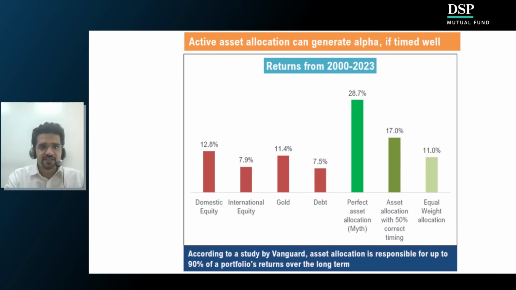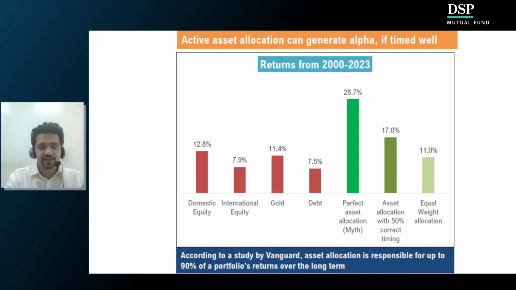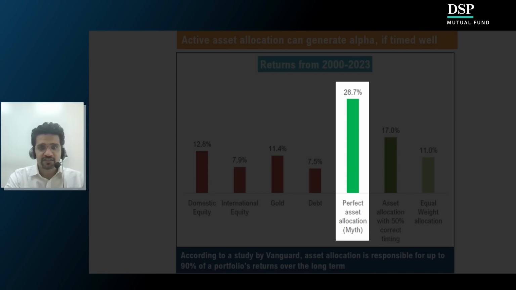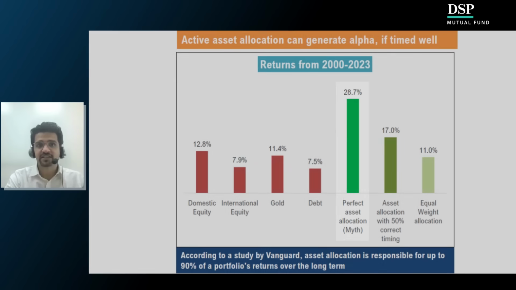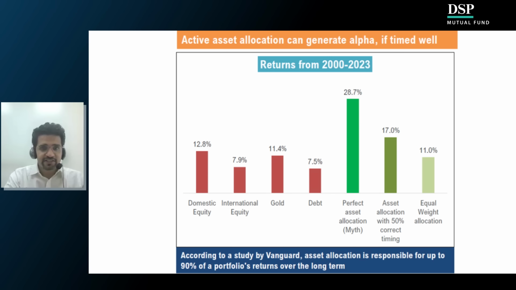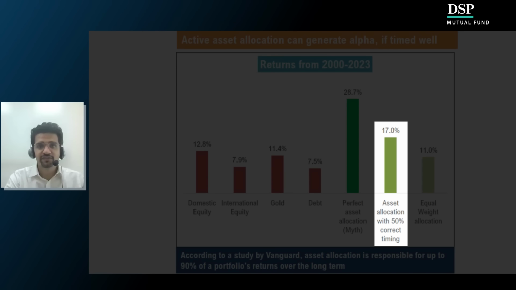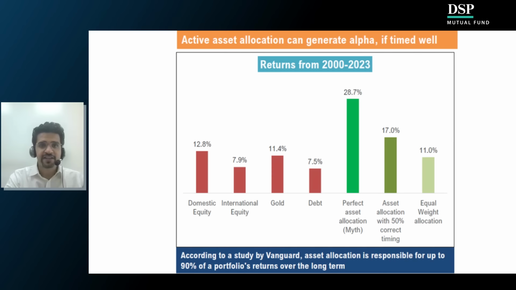Such a portfolio is very imaginary in nature because timing the market is not possible. But the returns for this imaginary portfolio are a whopping 28.7% compared to what the other asset classes have given. Even if an investor is not able to time the market well, but is able to do asset allocation with 50% correct timing, even in such cases, investors tend to make returns which are more than domestic equity and all other asset classes.